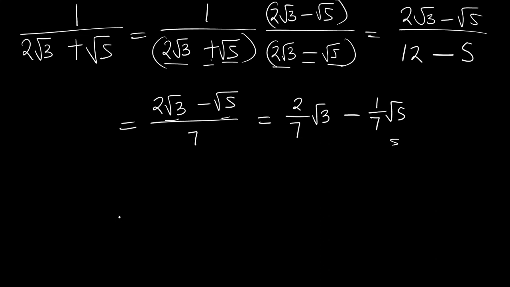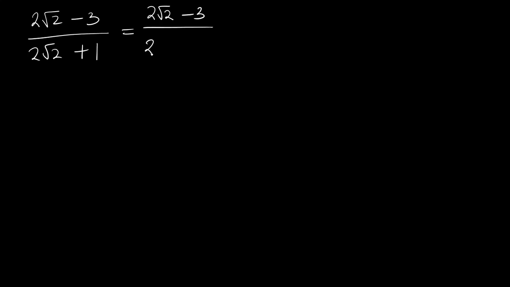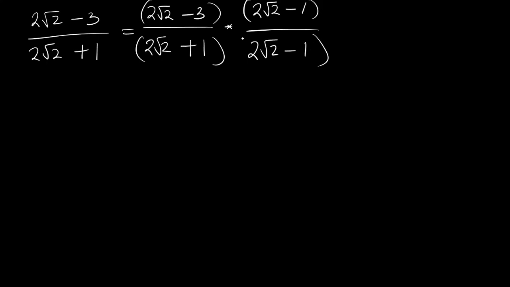Now let's look at another issue. Let's say you have, okay, let's do it in another way. You have a problem like this: 2 root 2 minus 3 divided by 2 root 2 plus 1. Now this expression is the same thing as saying 2 root 2 minus 3 divided by 2 root 2 plus 1. Then you multiply both the numerator and the denominator by the conjugate of the denominator. The conjugate of the denominator is 2 root 2 minus 1 divided by 2 root 2 minus 1.